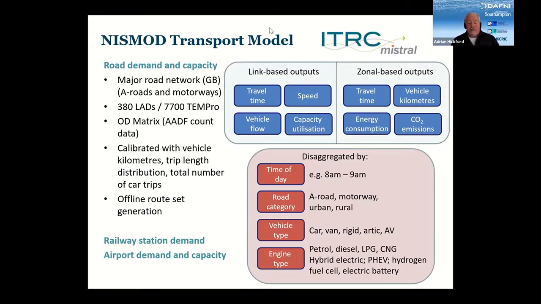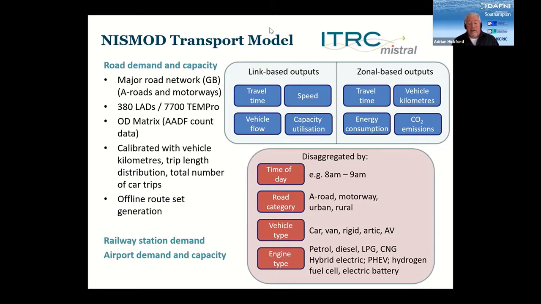And these metrics are disaggregated in different ways by time of day, by road type and vehicle type. And the outputs are spatially disaggregated at the local authority district level. We also have models for railway station and airport demand. Marcus will be talking something about railway soon, but I'll be looking solely at the road model. So I want to give you a flavour of the model capabilities. So I want to look at a couple of projects which we were involved in the last 2 or 3 years that have featured outputs from the transport model.